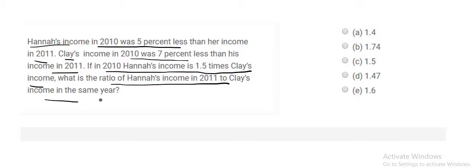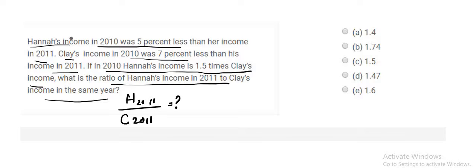Clay's income? So here we're talking about two people and their relative incomes in two different years, 2010 and 2011. So we have to clear those up in order to calculate these. So ultimately we want to know Hannah's income in 2011 and the ratio of that to Clay's income in 2011. So this is what we want to know.